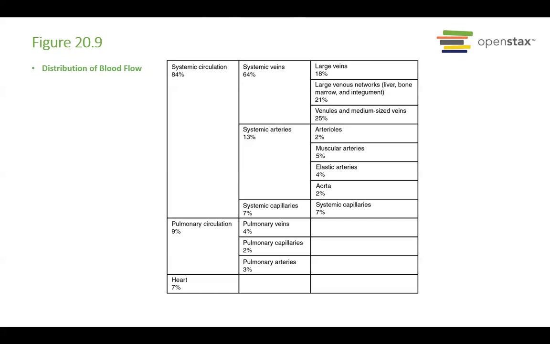Now within my systemic vessels, do you think there's going to be more blood in the veins or in the arteries? In the veins. That's why veins are called the capacitance blood vessels. These are the capacitance blood vessels.